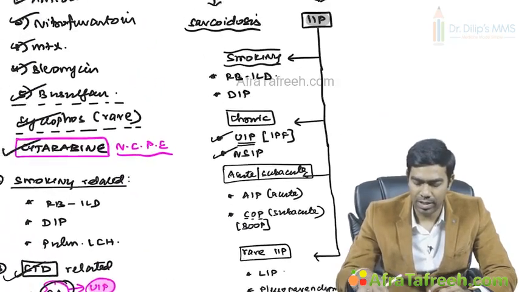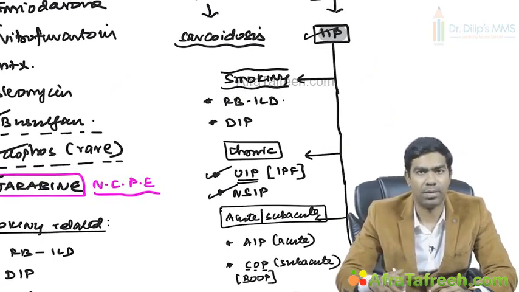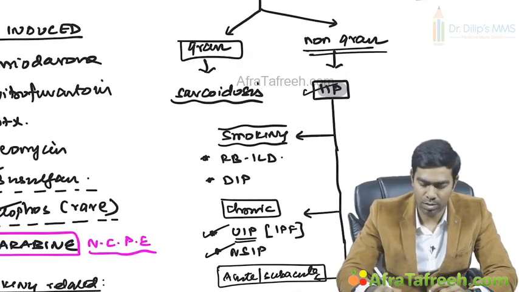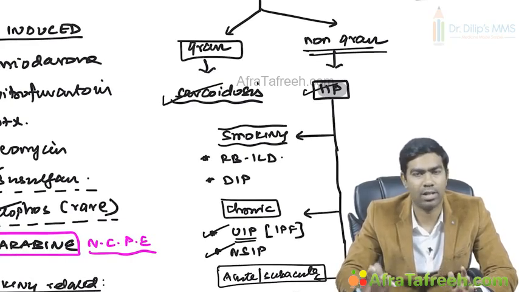So these are the things that will come under the idiopathic interstitial pneumonias, that is, non-granulomatous typically. Granulomatous ILD of unknown cause means only one thing, that is sarcoidosis, which is typically going to produce non-caseating granulomas, which you're going to see in detail in the subsequent videos.